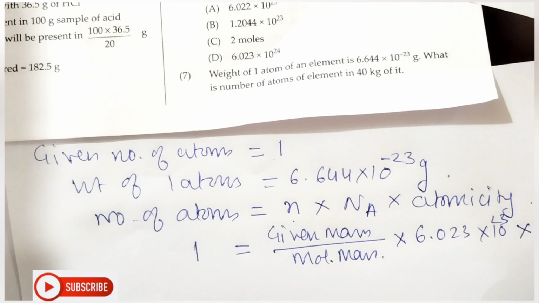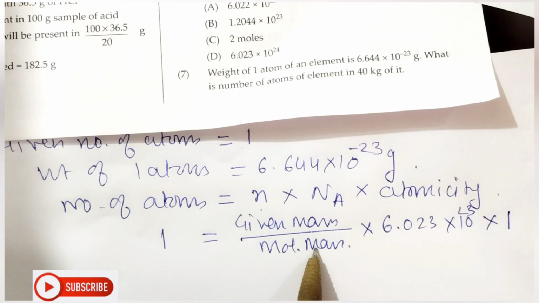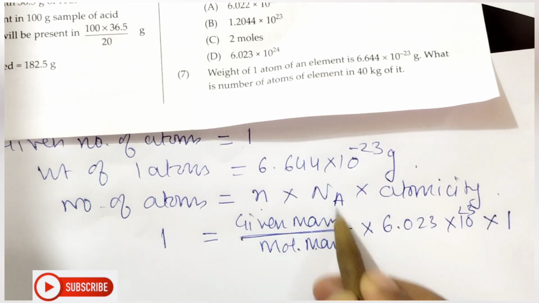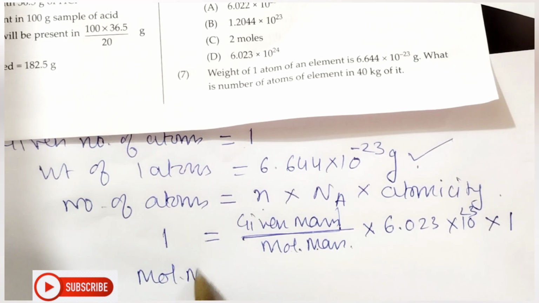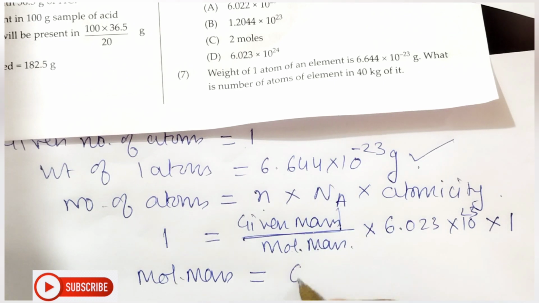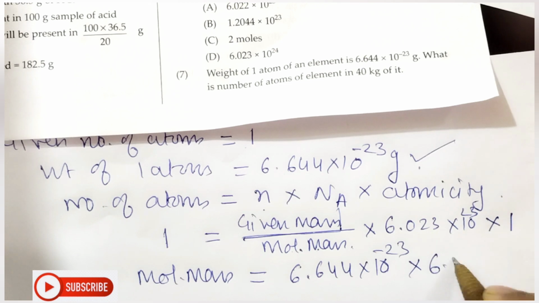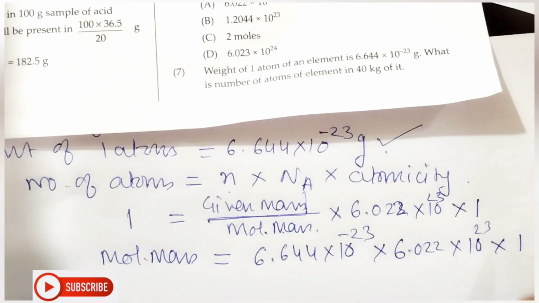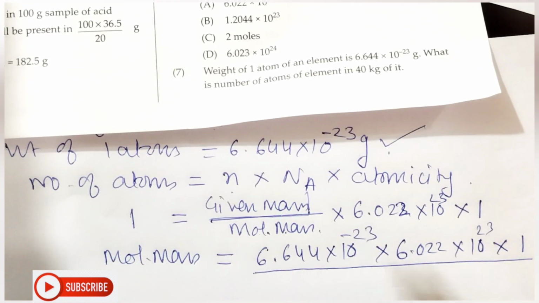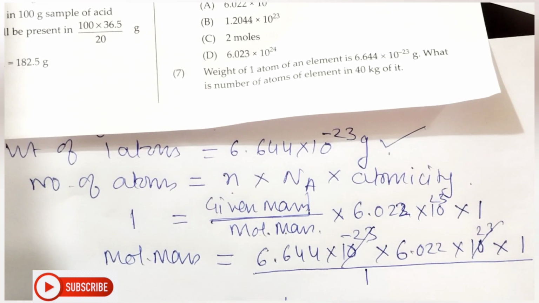Now what is the atomicity they have given, students? Atomicity is 1, right? So I am shifting this to this side, so it will be the given mass. Let us substitute and rearrange the equation. The molar mass of the substance is equal to the given mass, 6.644 into 10 raised to minus 23, multiplied by Avogadro number 6.023 into 10 raised to 23, multiplied by atomicity, and I will divide this by the number of atoms, that is 1. If you calculate this, it will give you nearly 40 gram per mole.